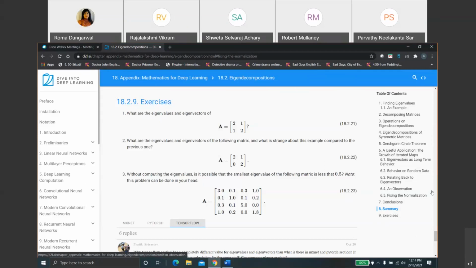Sorry, I cannot hear you. Can you repeat it? To calculate the values, first we need to take the determinant of this matrix, right? No, it is A minus lambda I. After doing that, you will get a matrix and you have to find the determinant of that resulting matrix. First, you need to do A minus lambda times I, and then you find the value of lambda.